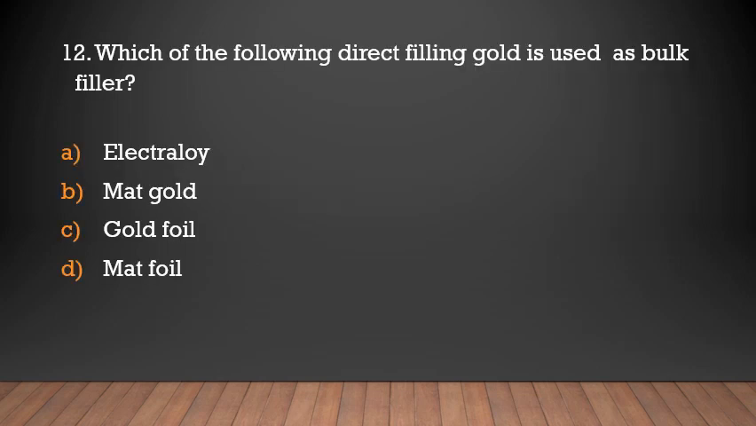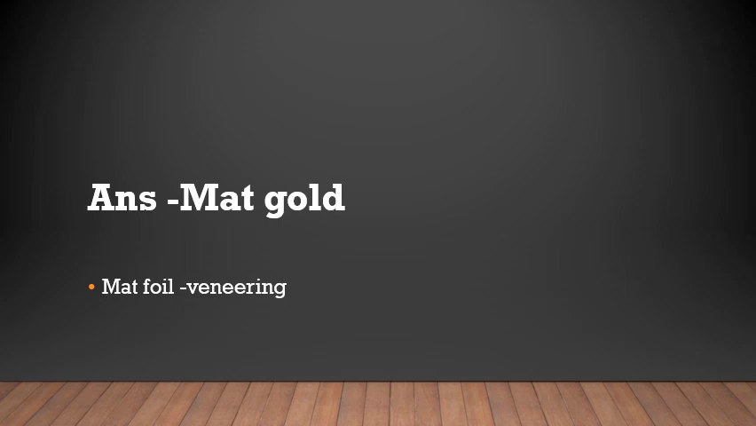Which of the following direct filling gold is used as bulk filler? Electroalloy, matte gold, gold foil, matte foil. Matte gold. Matte gold is used as bulk filler and the matte foil is used for veneering.